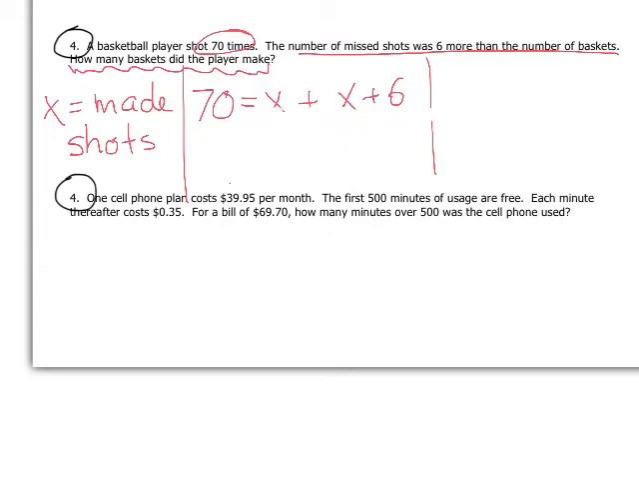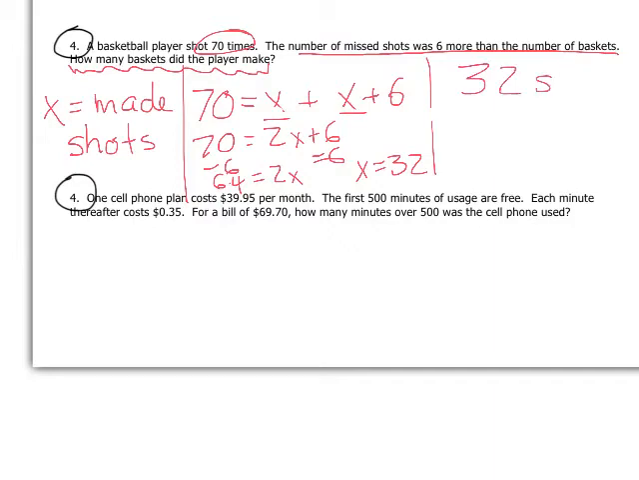So now I have to combine like terms. So I have 70 equals 2x plus 6, subtract 6, 64 equals 2x. So x is 32. So be careful when you're labeling. What is 32? Let's be more specific than just shots. Let's say shots made. So 32 shots made.